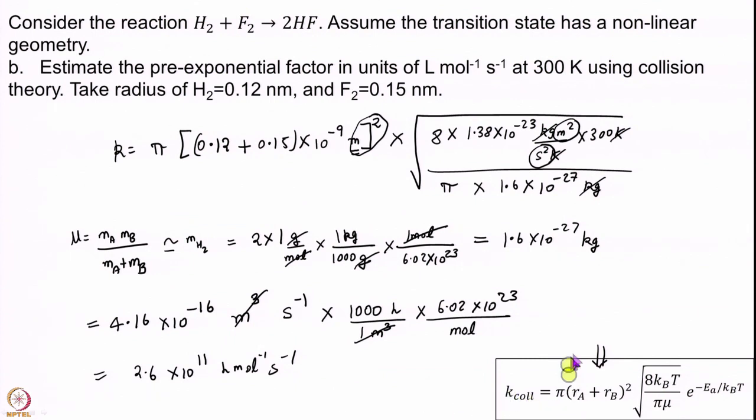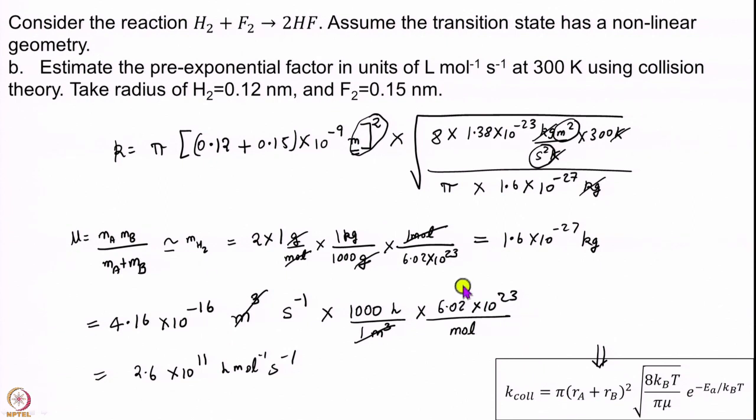So, the explanation really is the collision factor in collision theory. In collision theory, we have assumed all collisions are equally reactive. So, when I write this formula here, what I am assuming is that H2 and F2 can come in any orientation and they hit each other and a reaction is going to happen. But you of course know that is wrong.